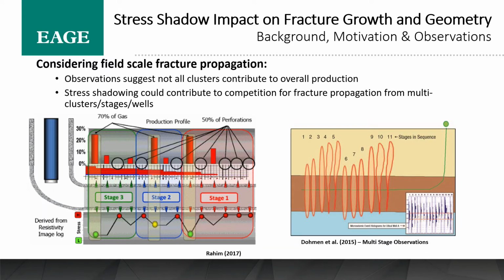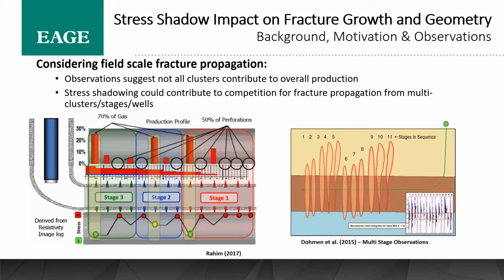But also looking at the field scale, you can see on this left-hand plot there, which is diagnostics into where the produced gas is formed from, that there's three main clusters. Now these are three stages that have been propagated, each with multi-clusters, but there's three clusters, one from each stage, which are producing 70% of the gas, and 50% of the perforations are producing next to nothing. Many things can contribute to this, but we're suggesting stress shadowing can be a high contributing factor.